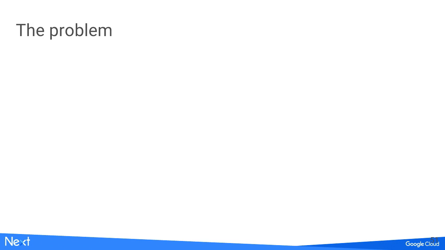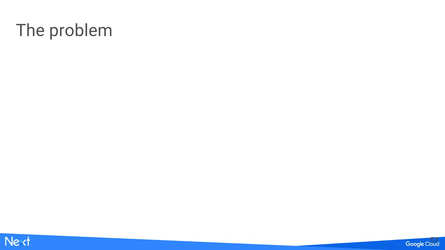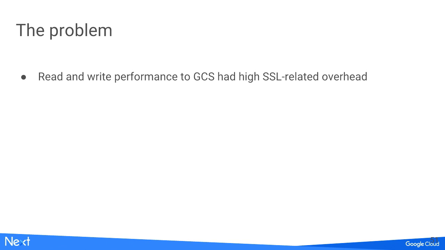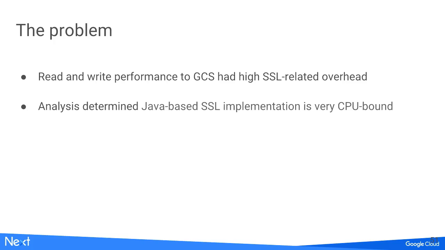Okay, so at some point last year, in our regular performance analysis, we noticed a problem. The problem was that for jobs accessing a big amount of data on GCS, the reads and writes were spending a lot of time in SSL-related code. So much so that they weren't bottlenecked on network, but were bottlenecked on CPU operations, right? Remember, I said that we recommend GCS to our users, so this was surprising. So we analyzed it and determined that the Java-based SSL implementation is very CPU-bound.